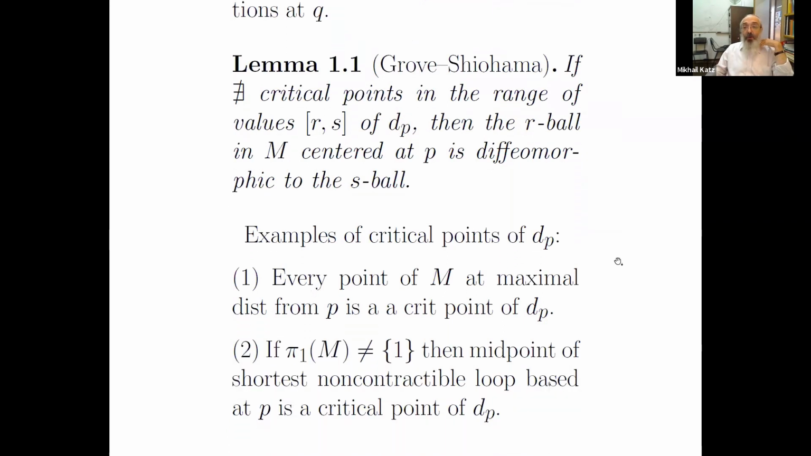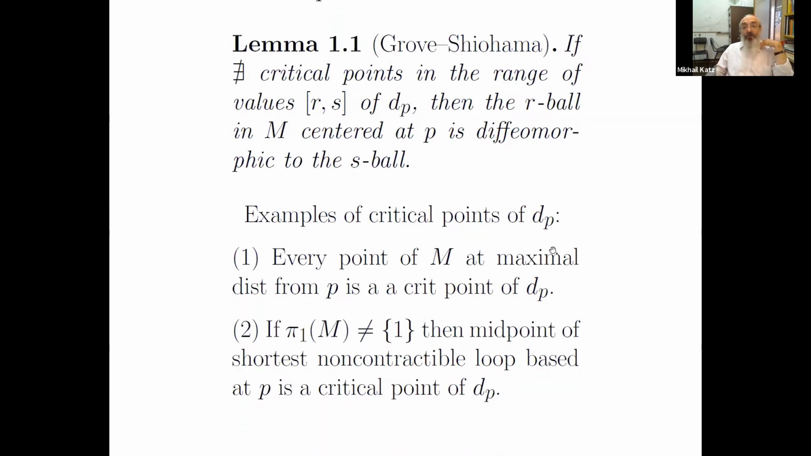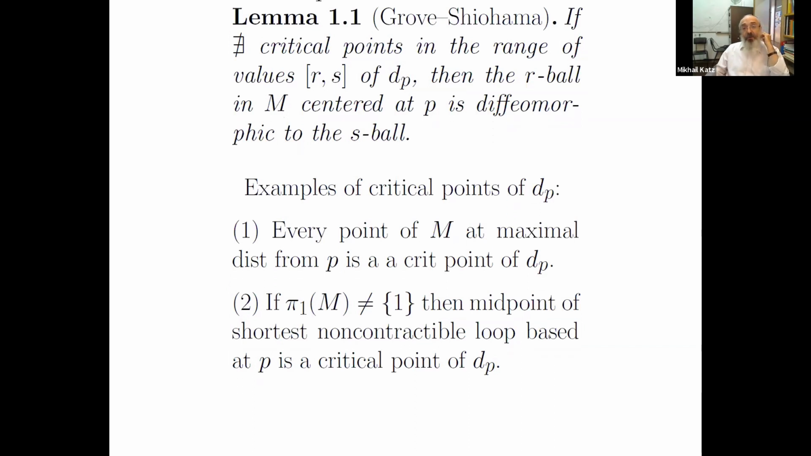Just to give some quick examples of critical points: if you fix a point P in a manifold M and look at the points which are at maximal distance from P, then such a point is always a critical point. It's just a first variation argument. And if the manifold is not simply connected, then the shortest non-contractible loop based at the point P also gives a critical point, because the set of directions is bulky: it contains a pair of opposite directions, a pair of antipodal points of the sphere. A pair of opposite directions is also a taut set.